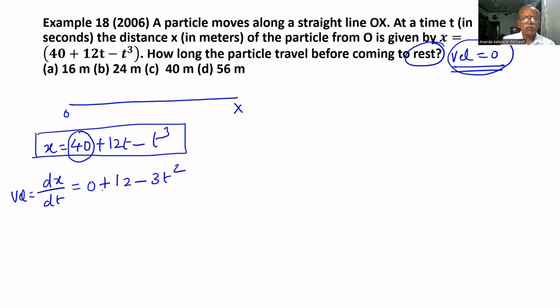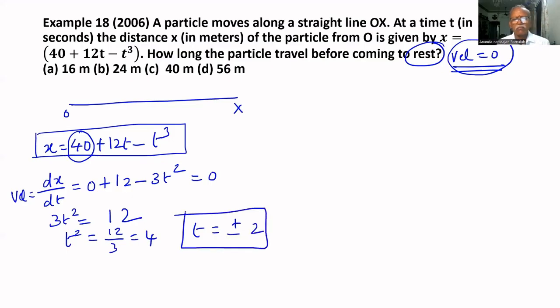Therefore, this is equal to 0. It is given. Velocity equal to 0. At that time, what is the displacement we have to find? So velocity equal to 0 means, 12 minus 3t square equal to 0, or 3t square equal to 12, or t square equal to 12 divided by 3 equal to 4. Therefore, t equal to plus or minus 2. Time means it won't give negative value. That's why we have to take the positive value. Therefore, t equal to 2.